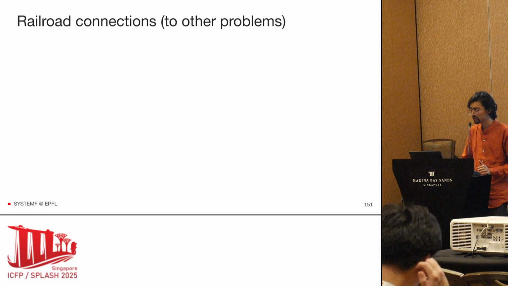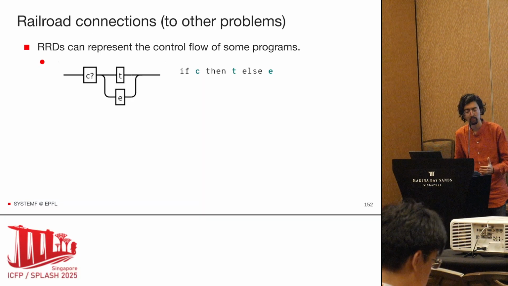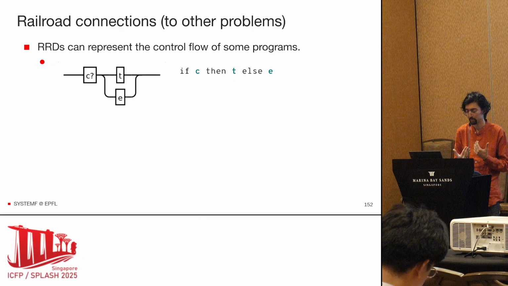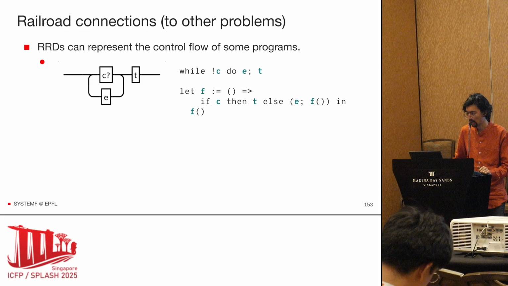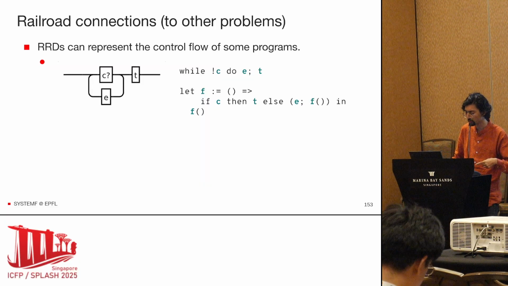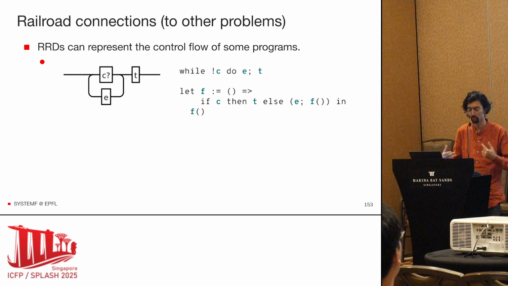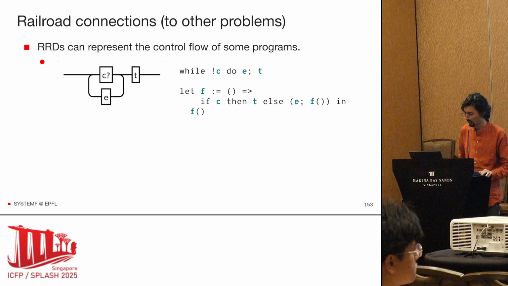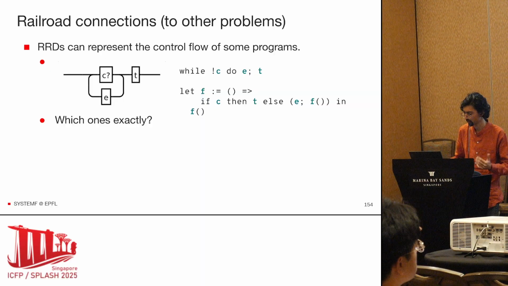A different line of research I'm interested in exploring is that railroad diagrams can represent the control flow of some programs. So for instance, this might be a diagram to represent just a conditional. This one might represent a loop, but it could also represent this recursive program where I say, if the condition is true, then you go straight out and you do T, otherwise you do E, and then you recurse. And the recursive call here is in the tail position, which is why I can draw it as a loop. Which programs exactly can I represent the control flow of using railroad diagrams?